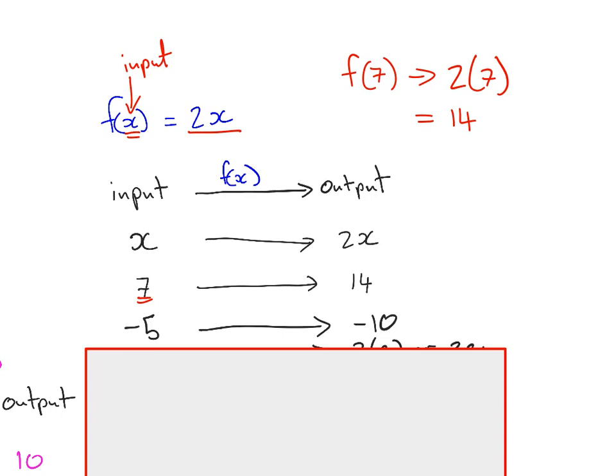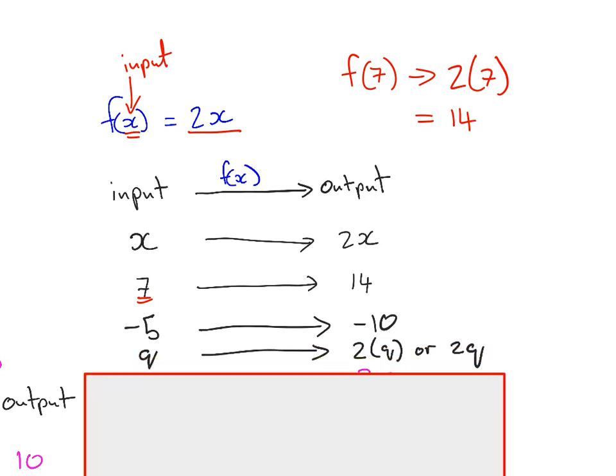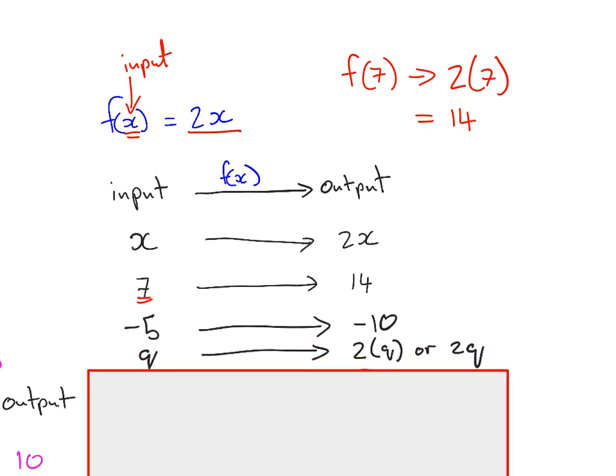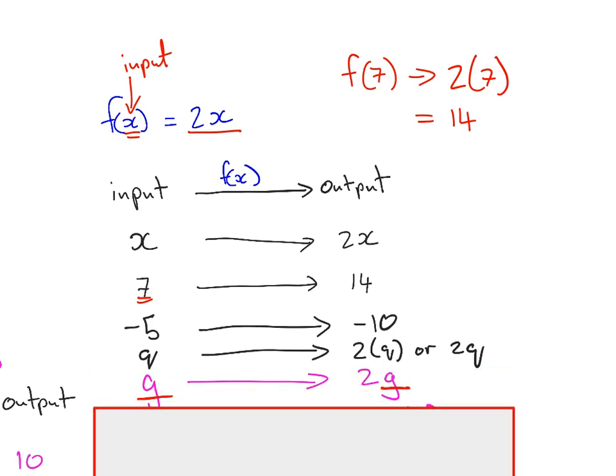What happens if I start to make my input a little bigger or more complex? So let's first of all just change the letter x for the letter q. So if I put q into my function here, f of q, instead of getting 2x as an answer, I'll get 2q. What happens then if I put in g? Well, instead of an answer of 2x, I get an answer of 2g.